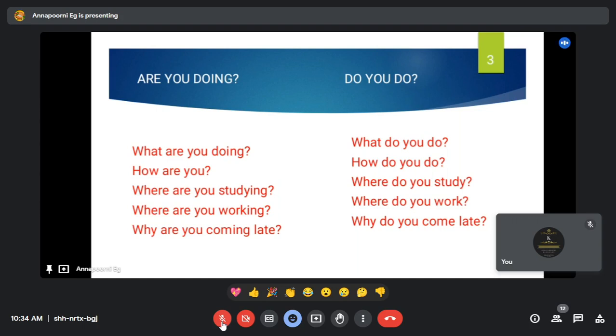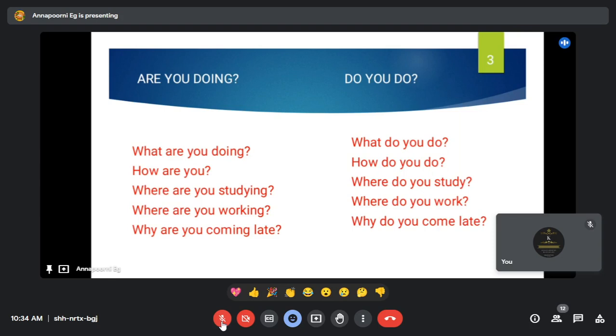Please understand that in our daily life, we don't use this how do you do. We will be asking only how are you. Next is where are you studying and where do you study? Here also the meanings are the same, but where are you studying is actually the wrong sentence. We actually ask, in which school are you studying, in which college are you studying. That is what we ask generally.